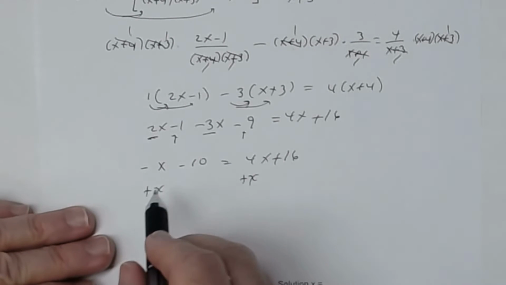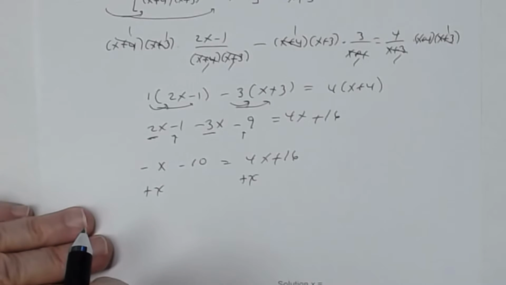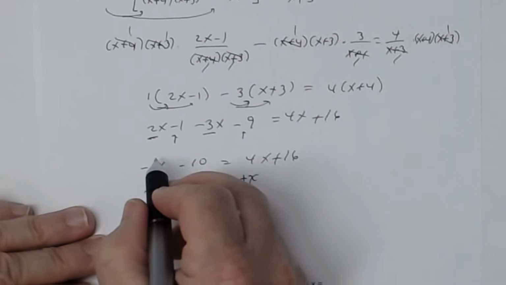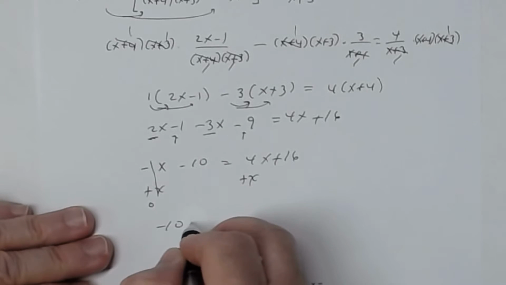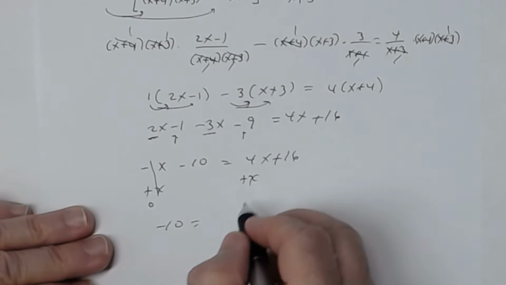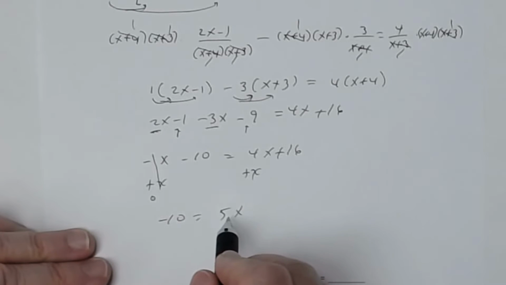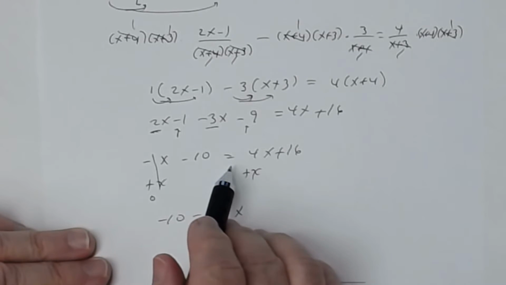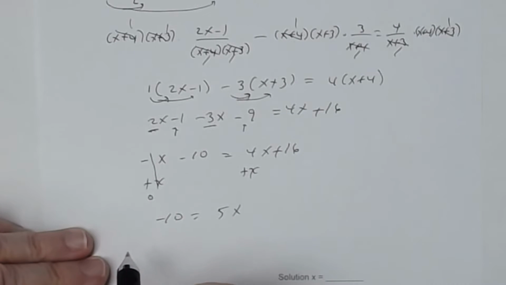But you could have brought the variables to the left. You would have had a negative x and a negative 4x though, and that would have been a negative 5x. So when you combine like terms, this is 0. 0 and a negative 10 is a negative 10 equal 4x plus x is 5x. So you see now your coefficient of x is positive 5, whereas if you had brought it on the other side, it would have been a negative 5.